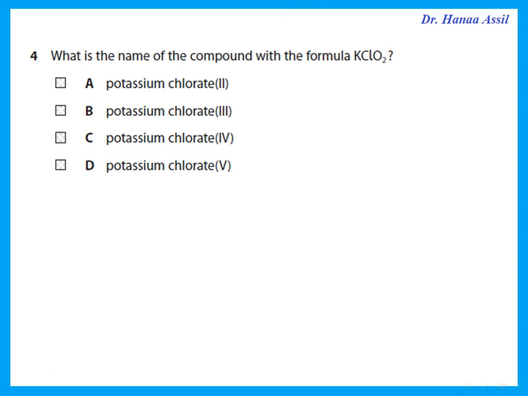Okay, what is the name of this compound? Well, they are all potassium chlorates, but the difference is the oxidation number. How do we calculate oxidation number of chlorine in each of these? Now, in the formula he's asking, you know that potassium is group 1. Group 1 always has oxidation number +1. Oxygen, each oxygen has oxidation number -2, and that means I have 2 of them, so that is -4. Now, the total should be 0, and that means chlorine would have +3, and that means this is potassium chlorate 3.